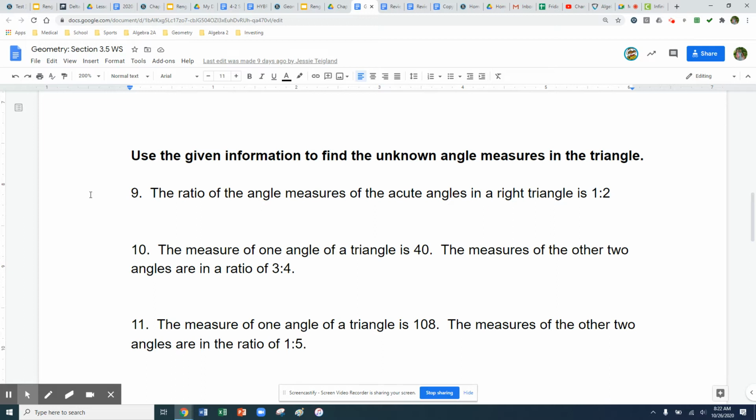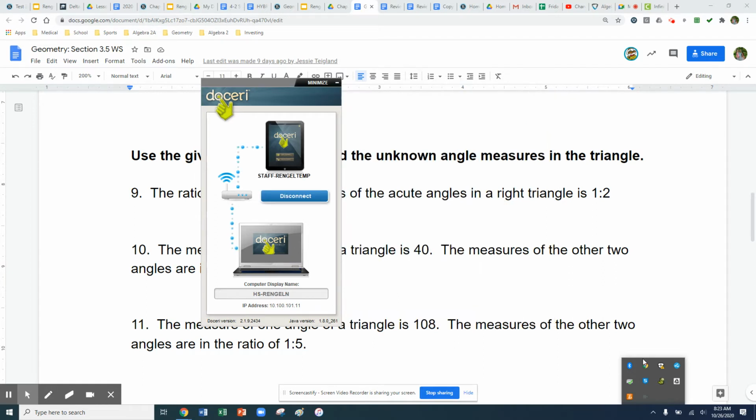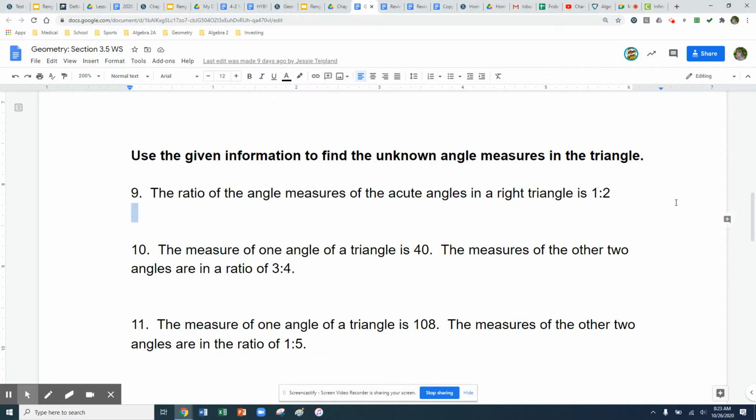So we have used the given information to find the unknown measures in a triangle. So we've got the measures of the acute angles in a right triangle is 1 to 2. How in the heck are we going to figure that out? All right, let's take a look.